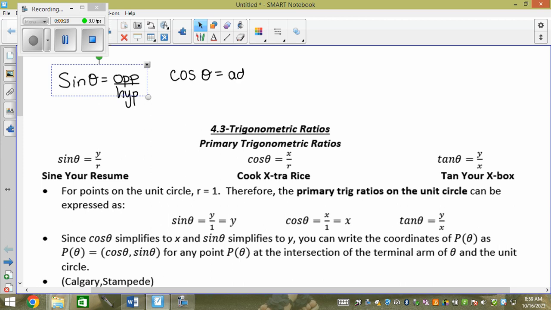Adjacent over hypotenuse. Remember, if you write cos, sine, or tangent, they always have to have an angle beside them, right? Or else they're just a word. They're not actually a mathematical trig ratio. They need an angle, like a physical 32 degrees or something, or an angle symbol. SOHCAHTOA.